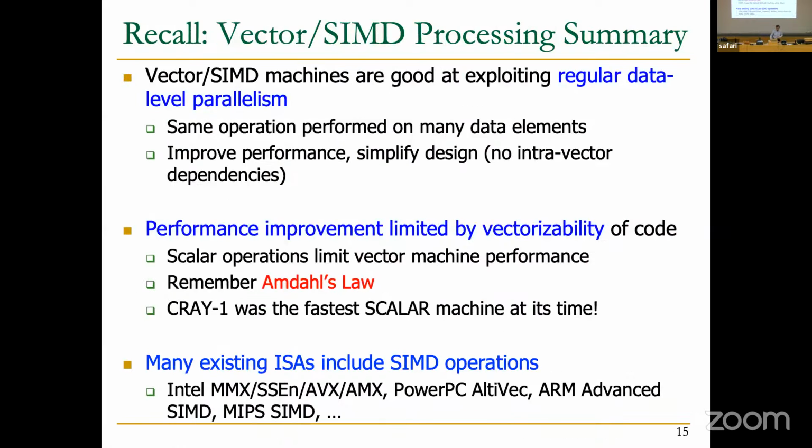So it's beautiful. Okay, just to summarize, we've also discussed this. This is very good at exploiting regular data parallelism. And performance improvement, unfortunately, is limited by the vectorizability of code. So I'm going to remind you of Amdahl's law again. And this is what we're going to cover next. Many existing ISAs include SIMD operations. They don't go the full way of actually having a full SIMD processor inside the von Neumann machine, but they have instructions that operate using the same principles, as we will see.